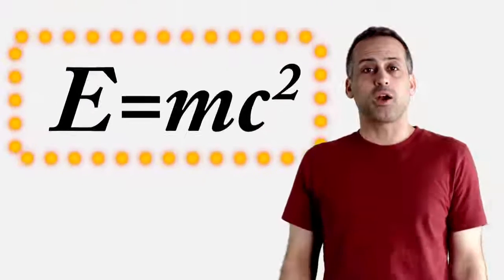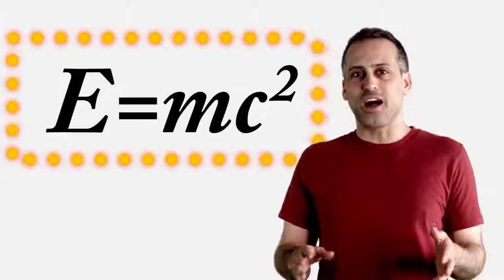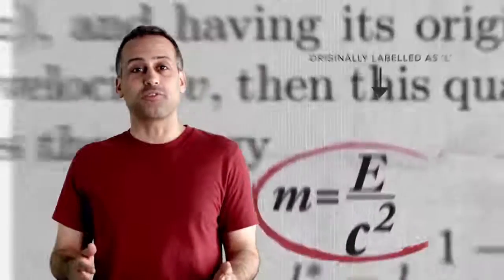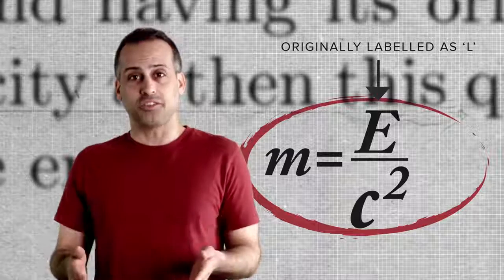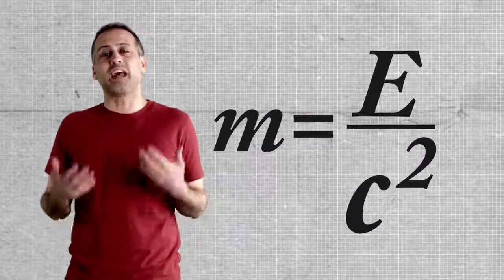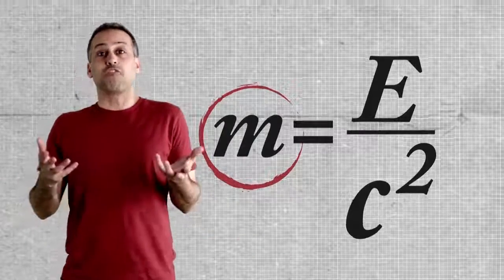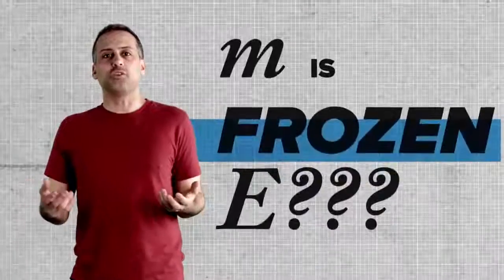E equals mc² is probably the most famous equation in all of physics. But in his original 1905 paper, Einstein actually wrote it down differently, as m equals E divided by c². That's because, at its core, this cornerstone of physics is really a lesson in how to think about what mass is.